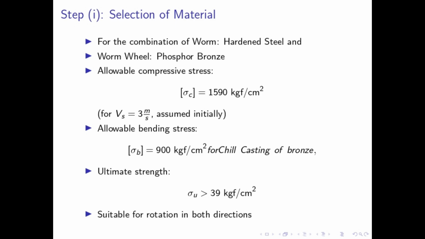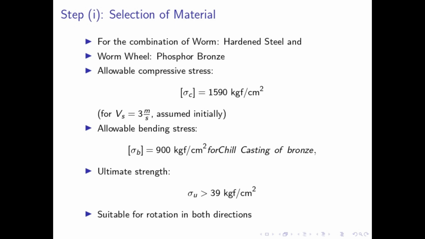And in page number 8.45, designed sigma C equal to 1590 kgf per centimeter square with the assumption that sliding velocity is 3 meters per second. Before solving, if it is not given, we have to assume sliding velocity as 3 meters per second.